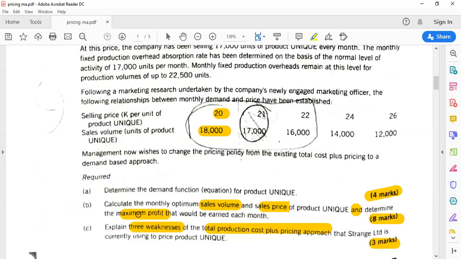Now profit has got an equation. Have you seen? Here we said when working out the profit, profit is simply contribution minus fixed costs. Have you seen?